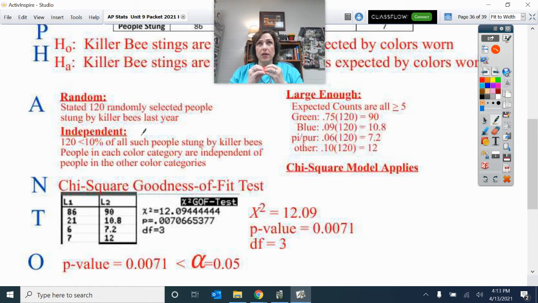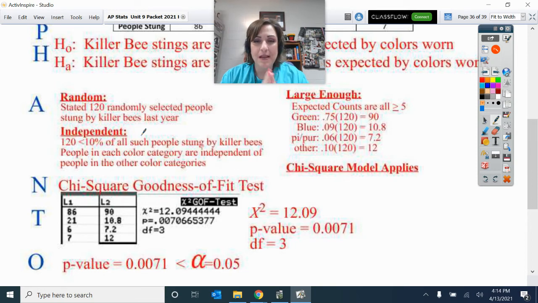Remember, if we have random selection, then we do the 10% condition. So 120 is less than 10% of all such people stung by killer bees. Okay, and then I don't know if you really need, I'm getting confused on that. I don't think you need this independent thing because it's not more than one population.